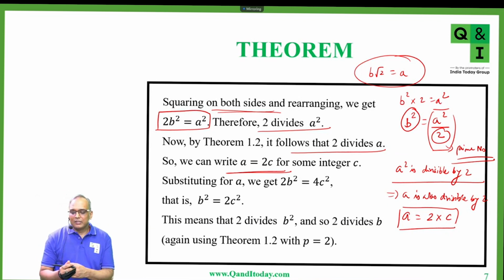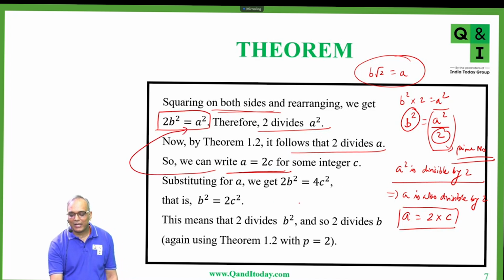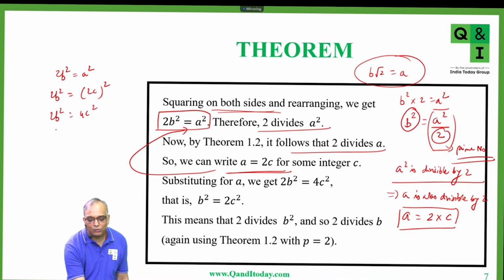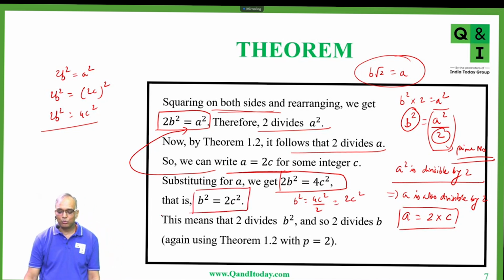Okay, Ragul. Since you can write a equal to 2 times c, we had 2b square is equal to a square. We will replace a by 2c here. So you will get 2b square is equal to 4c square, isn't it? So you can take 2 on the other side. You will get b square is 4c square by 2, that is 2c square. So you have b square is equal to 2c square.